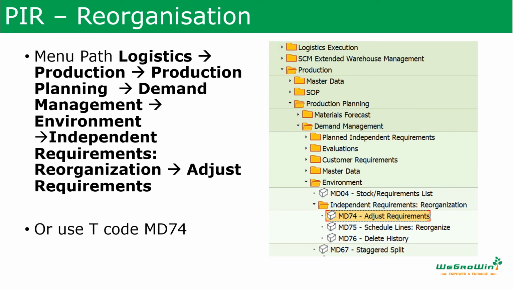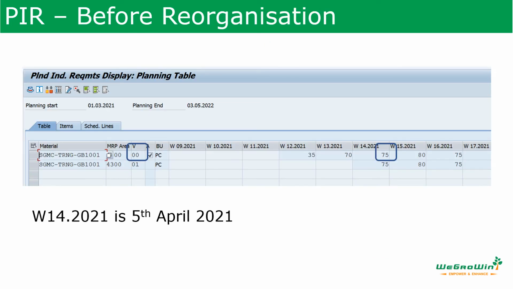PIR reorganization can be done through the planning menu path shown here. Also, we can use the T code MD74 to do this PIR reorganization. Now, when you see this page, you see the demand. For example, the first line is showing the material code, version 00, and week-wise it is showing the requirements: week 12, 35; week 13, 70; week 14, 75, like that. Here week 14 means it is starting on 5th April 2021. This is the PIR value.